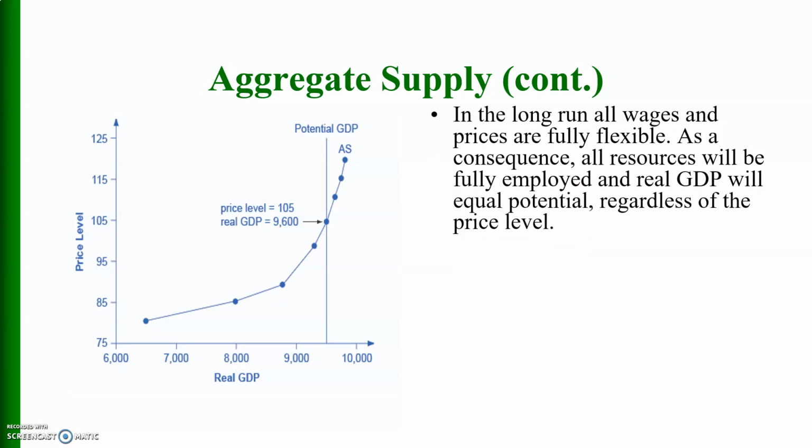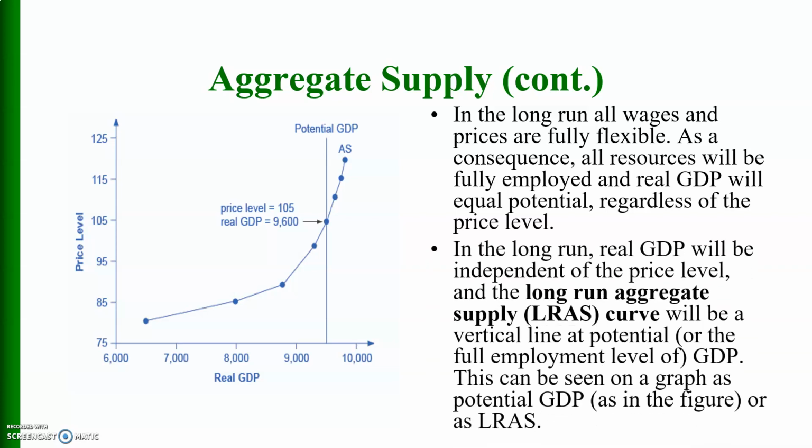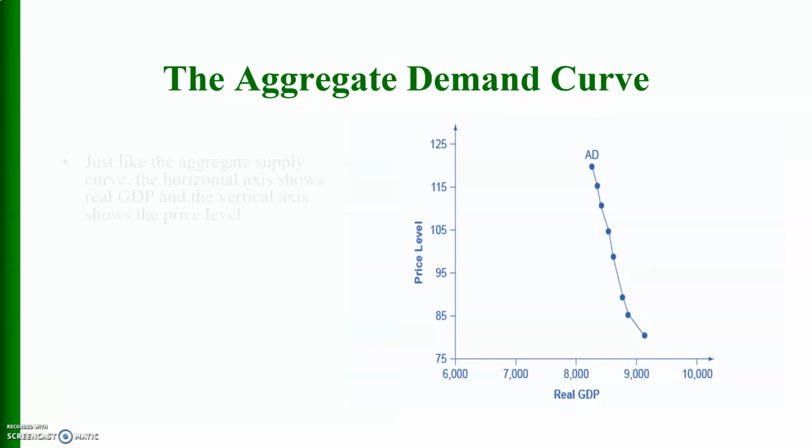In the long run, all wages and prices are fully flexible. As a consequence, all the resources will be fully employed and real GDP will equal potential GDP regardless of the price level. So in the long run, real GDP will be independent of the price level, and the long run aggregate supply curve will be a vertical line at potential GDP, and this can be seen on a graph as potential GDP or as the long run aggregate supply curve.